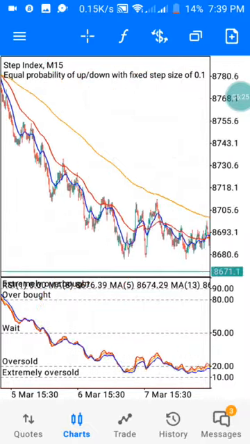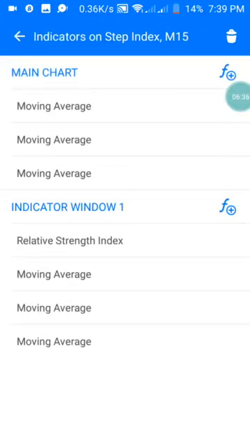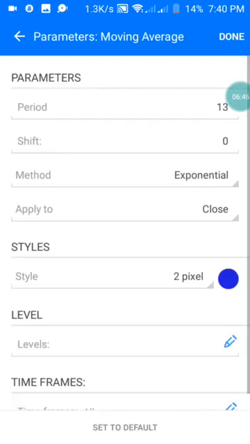So let me show you the settings so that you also can have it on your phone and start using it to catch your money every day. With this, I have my main charts and I also have my window. On my main chart, I have my three moving averages there. The moving average one on my main chart is the period of 13.